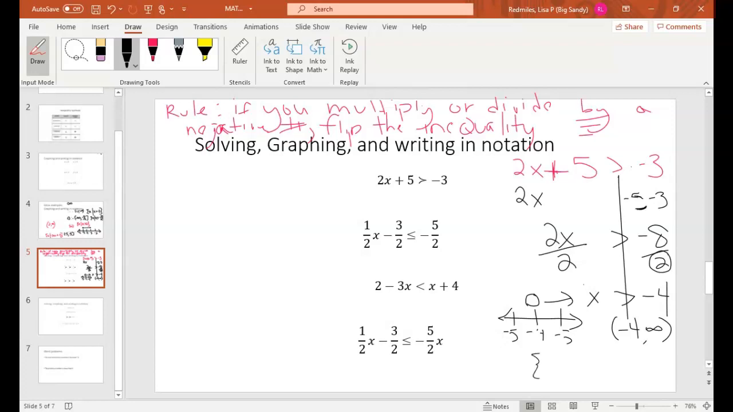And then we have the set of all x's such that, and then we put this solution here. x is greater than -4. So we have to put the solution in there, not the original problem, the solution.